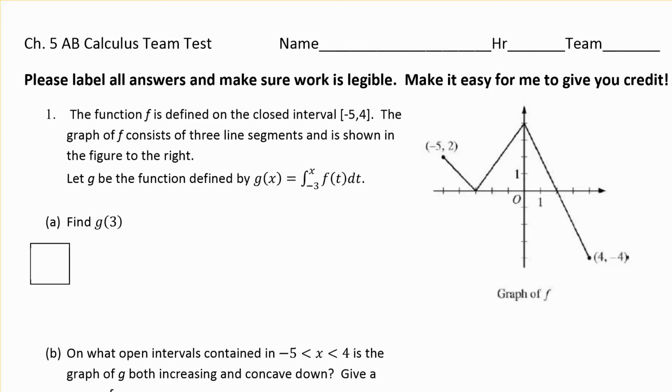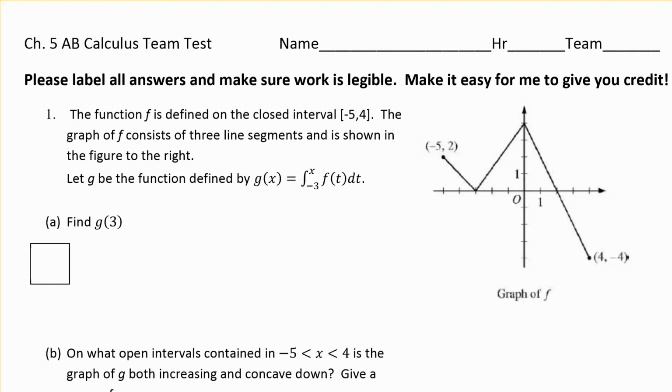All right, taking a look at the Chapter 5 test. We've got a function f defined on the closed interval from -5 to 4, and it consists of 3 line segments as shown. So we could write those lines. Let g be the function defined by g of x equals the integral from -3 to x of f of t.